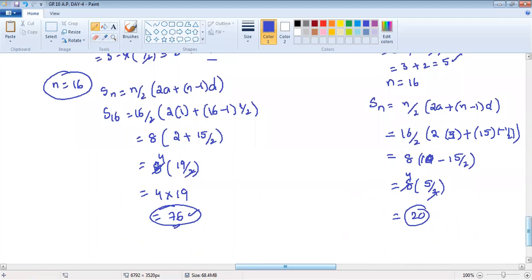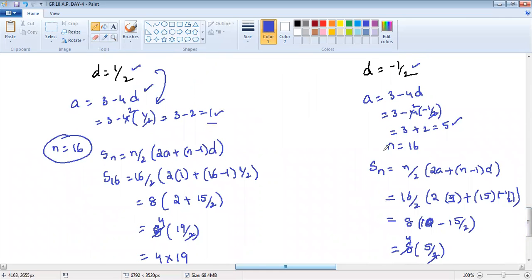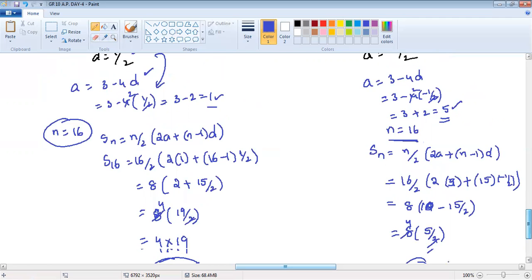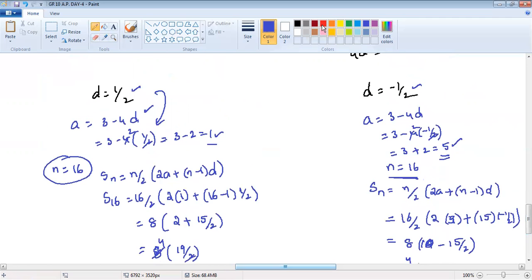Then next one, d value minus 1 by 2. A value, when you do that, n value also 16, and a value we got it 15, sorry, 5. Then when you substitute, Sn is equal to, which we got 20. So the two answers will be possible because there are two different sequences. And sometimes they will ask you, what is the arithmetic progression? AP also, resultant AP also they will ask.